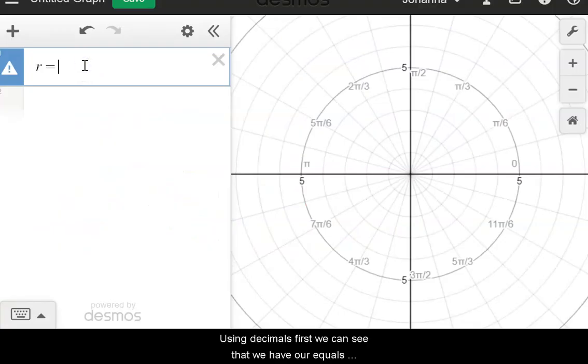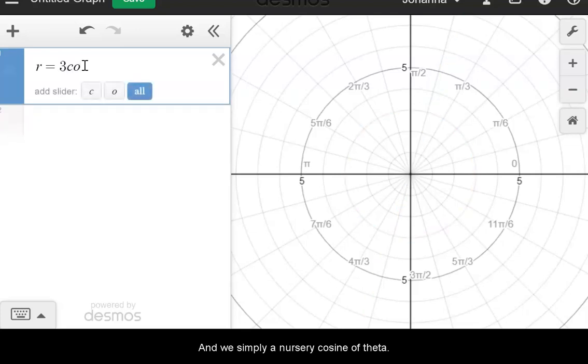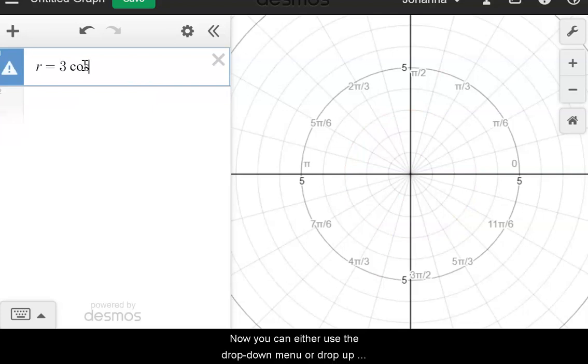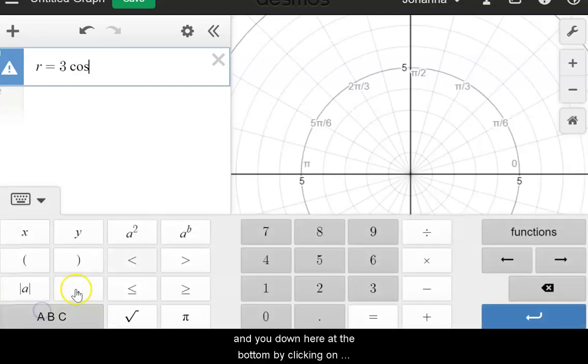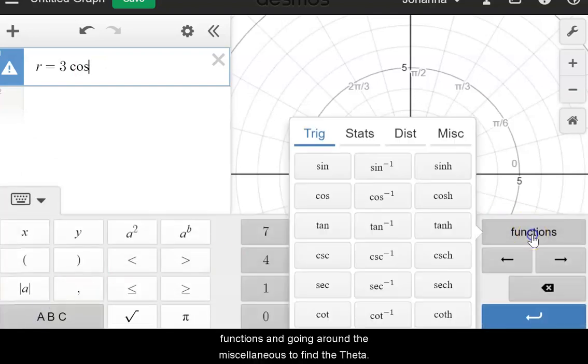Using Desmos first, we can see that we have r equals. Notice that we are in the polar mode because we have a circular graph to the right. Then we simply enter 3 cosine of theta. Now you can either use the drop-down menu or drop-up menu down here at the bottom by clicking on functions and going around to miscellaneous to find the theta.